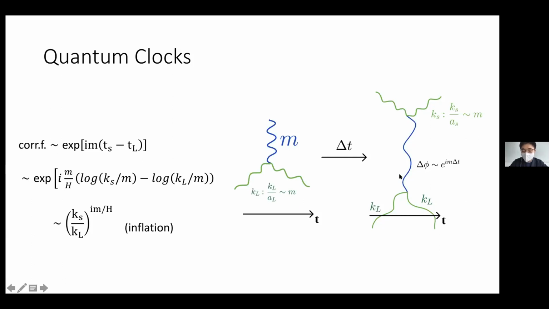And if we want to know the signal, we have to know the correlation between the long wavelength mode and the short wavelength mode. So the correlation function contains this term, the phase changing. So t here is the physical time. And because of the resonance, t has a relation with k over a. So it can be expressed as a log function of k. That is the quantum signal of the inflation.